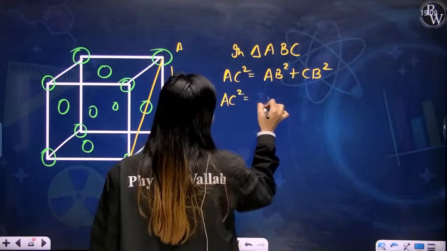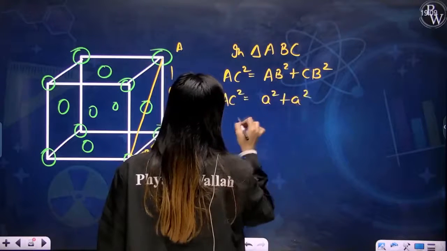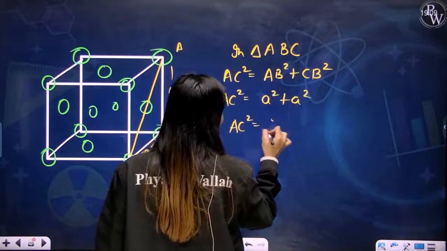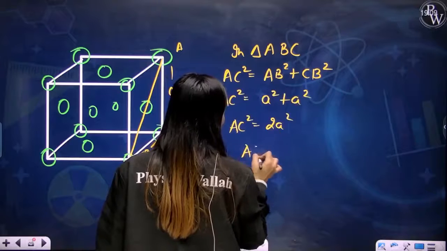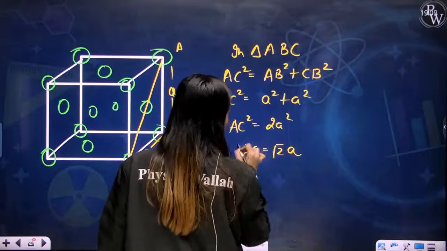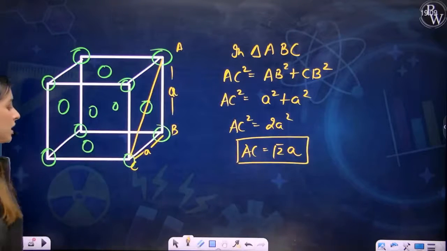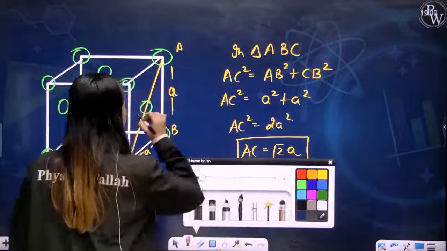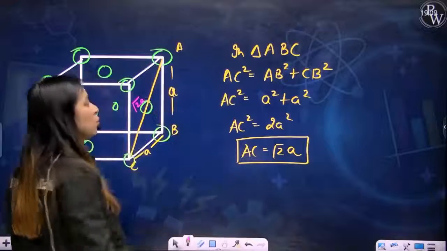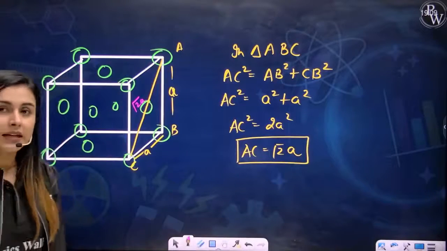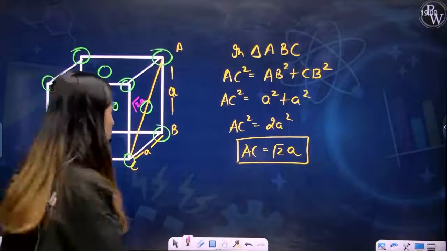AC square will be equal to A square plus A square. So AC square will be equal to 2A square. So AC will be equal to root 2A. So AC has come out to be equal to root 2A. So can I say that this particular distance is equal to root 2A? Right? Yes. Now we can find the relation.